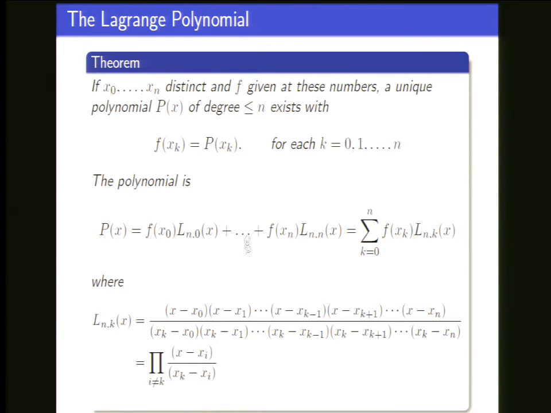Here's what it says. It's a big theorem. Let's just understand it. So you give me n plus 1 numbers, and let's call them x0, x1, and x2, okay? And in my example, it's minus 1, 0, and 1. F at those points are the data that you want to interpolate. And you're looking for a polynomial such that at these 3 points, or in general n plus 1 points, P and F agree.